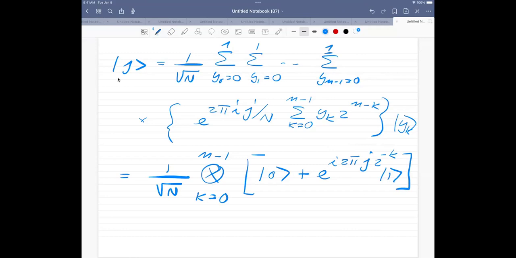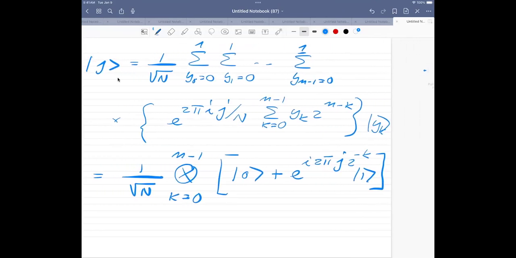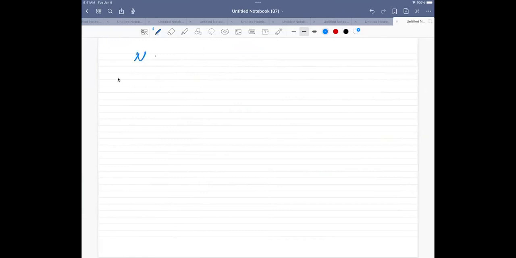So if we now look at one of these specific states, this is a tensor product of all the specific 1-qubit states. So this expression, if you now look at what you have, note that we have |0> plus e^(2πi j/2^k) times |1>. This is something which we can now rewrite.